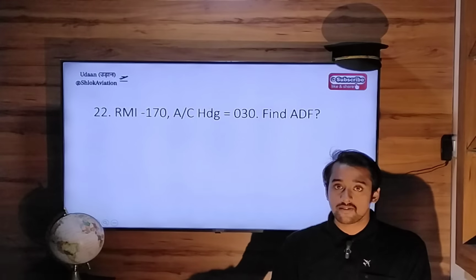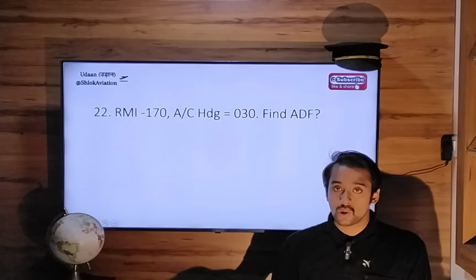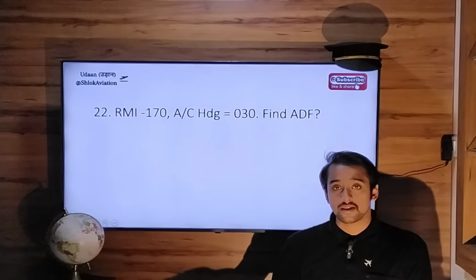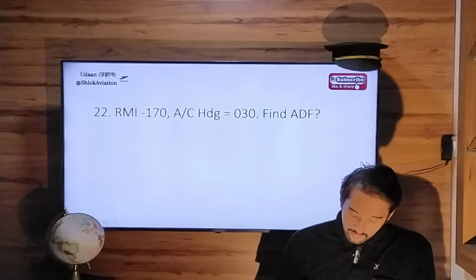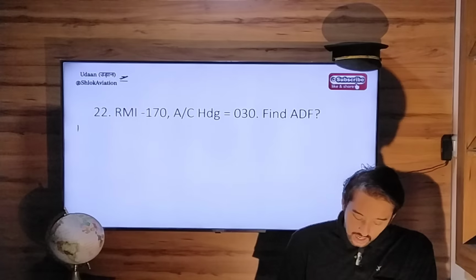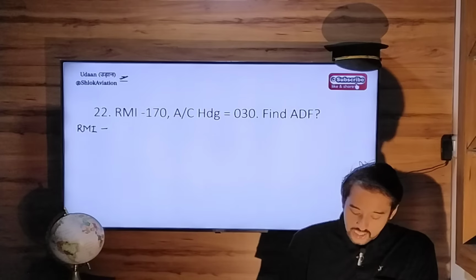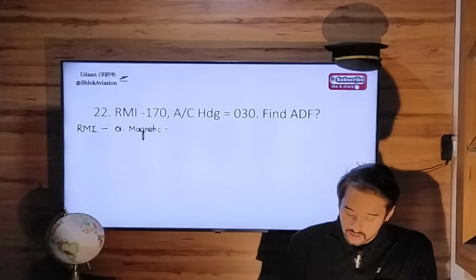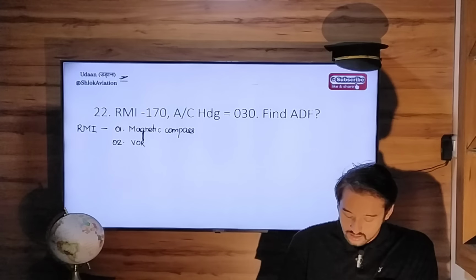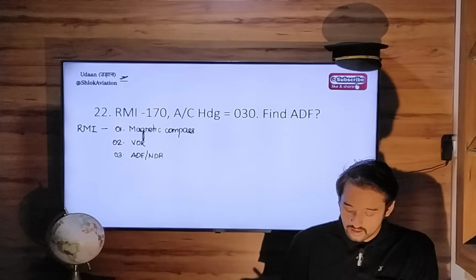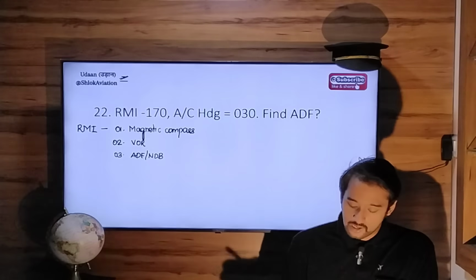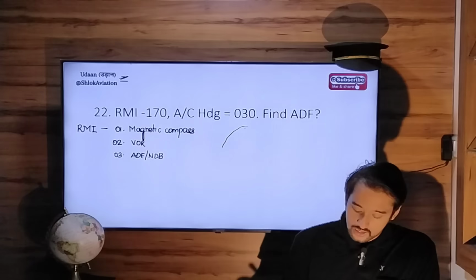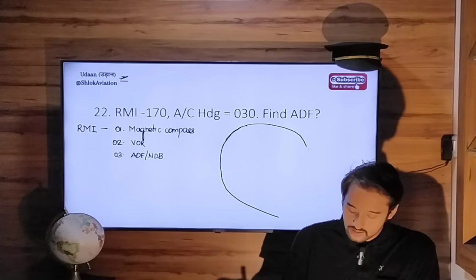RMI is 170. Aircraft heading is 030. Find ADF reading. Now, the case with RMI. What is RMI? RMI is a combination of magnetic compass, next VOR system, next ADF, automatic direction finding, or NDB system. These three components make one RMI. So let's draw this RMI indicator like this.